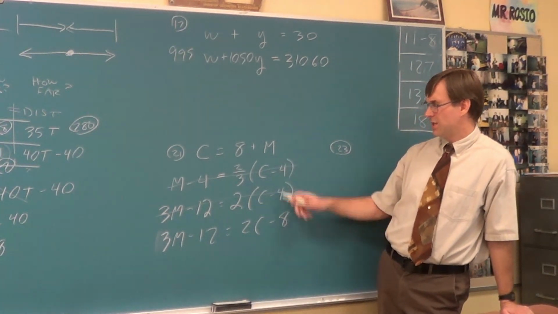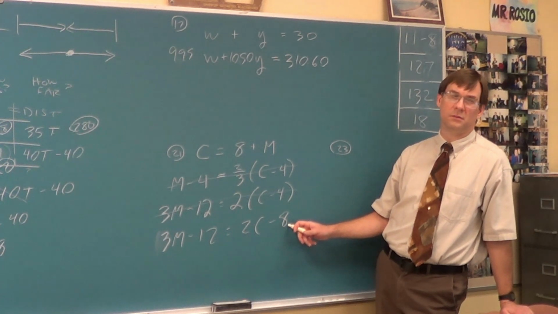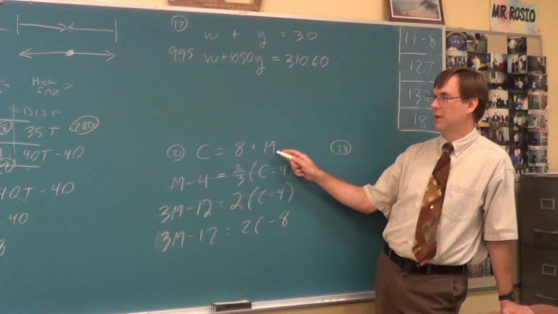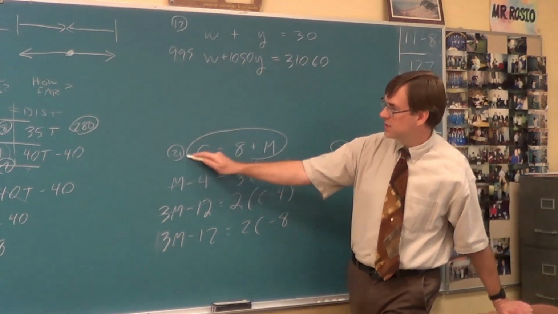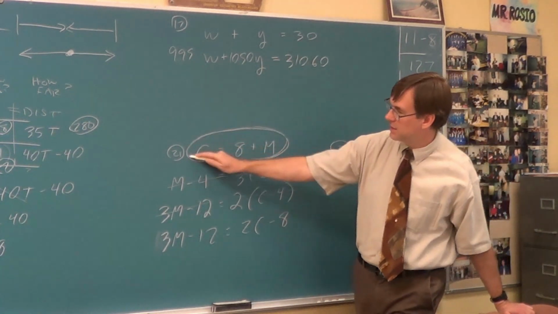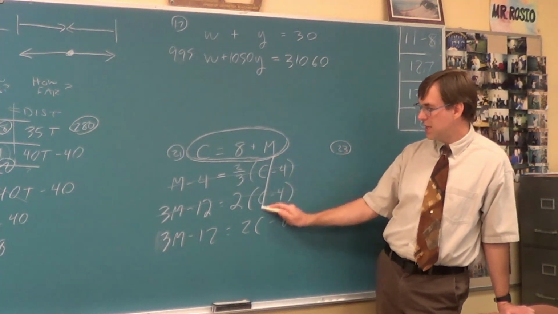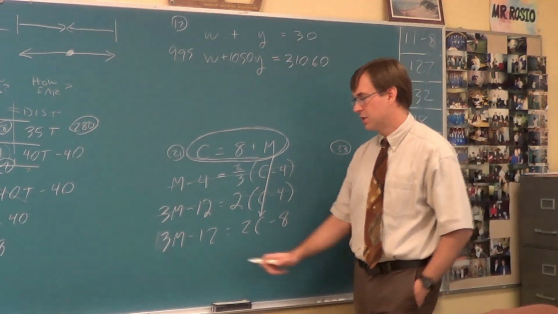If this is our system, which method is this better set up for? Substitution. Why is this better set up for substitution than the other ones have usually been? The variable's already alone. This C is already alone. That's the thing that I would circle on substitution day. You just stick that here, and then I'll leave that up to you guys to finish that one.